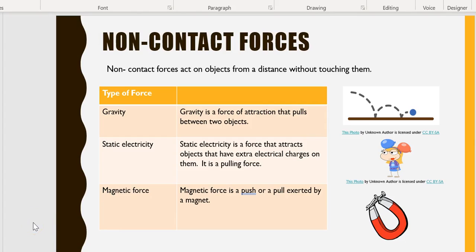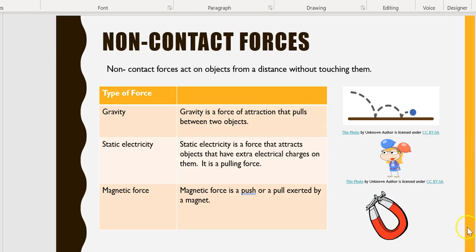Another kind of force is called a non-contact force. Non-contact forces act on objects from a distance without touching them. Gravity is the first kind of non-contact force. Gravity is a force of attraction that pulls between two objects. So in this picture, gravity is acting between the floor and the bouncing ball.